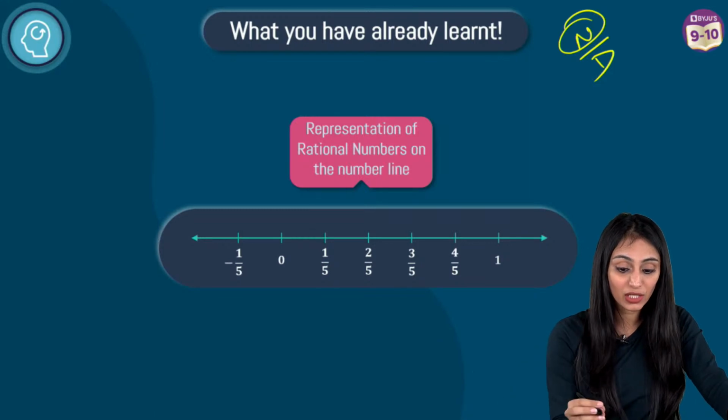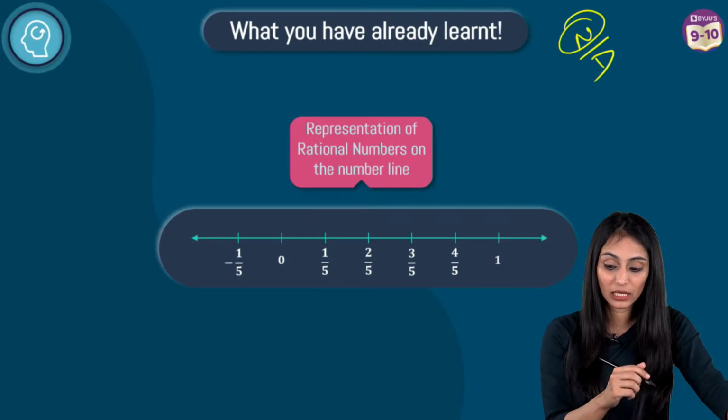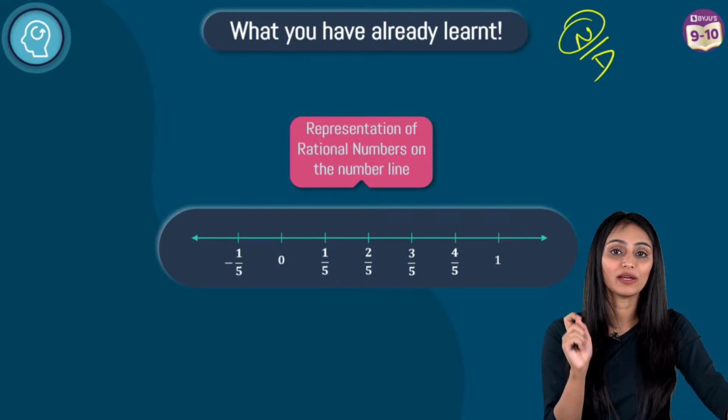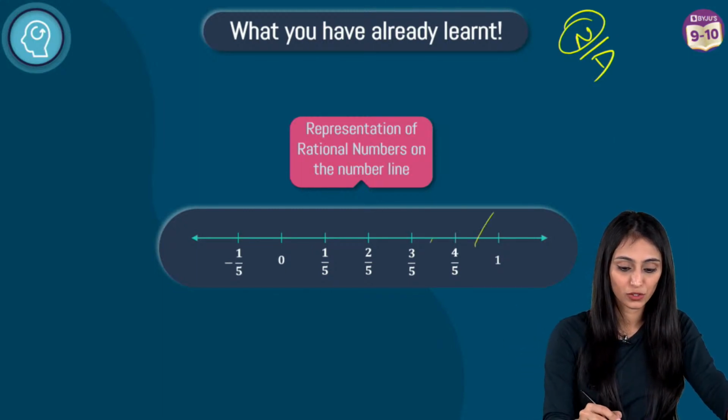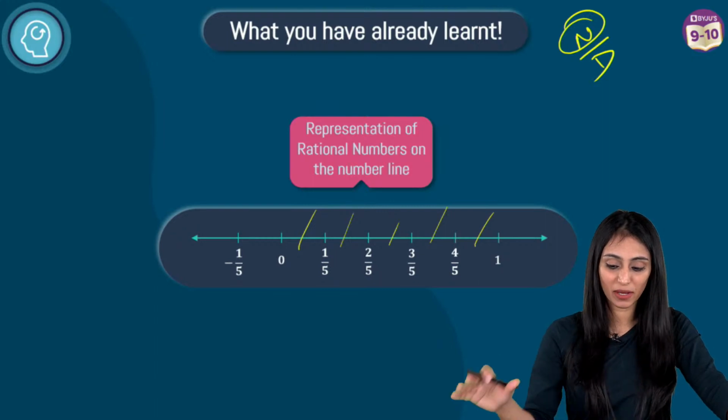considered. Like here, if the denominator is 5, then the number line has to be divided in 5 equal parts from 0 to 1, right? Yes? 1, 2, 3, 4 and 5. You can see 5 parts over here.